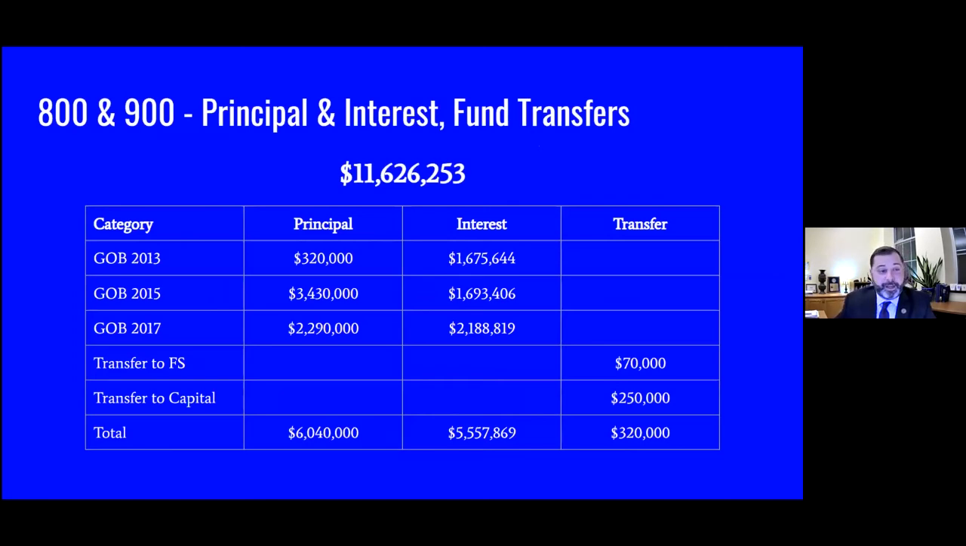Another different way to look at our debt, which was the 5,000 section of the function level piece of the budget. Again, broken out by principal and interest, and then our transfers to food service and capital reserve. Again, that capital reserve transfer is new to the budget this year, $250,000, and that would be transferred to our fund to address our $500,000 in needs over the summer.